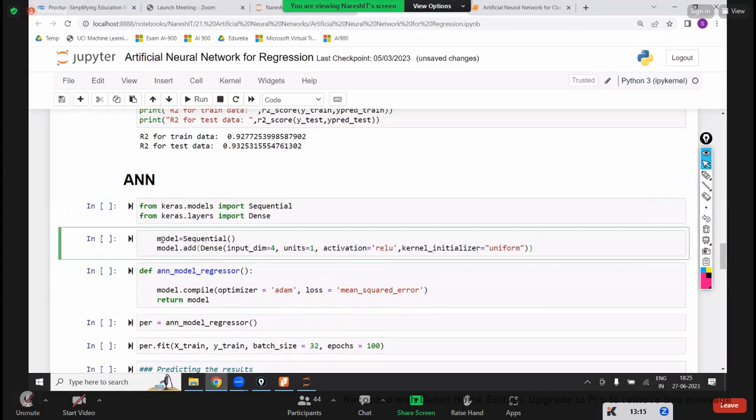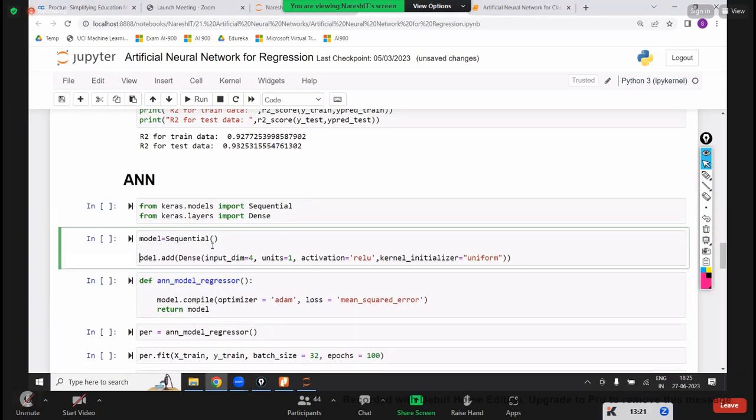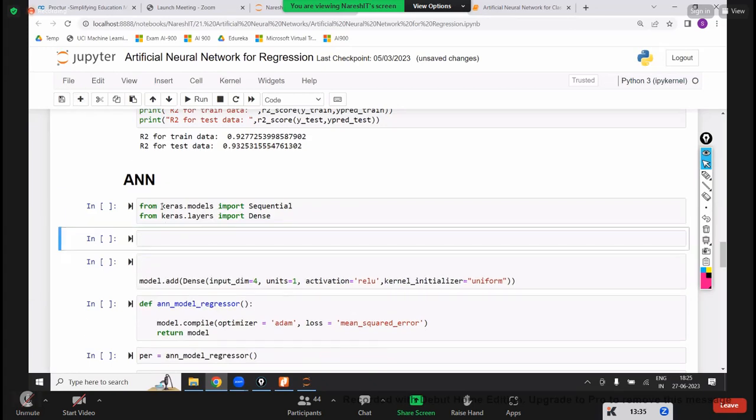Here, I'm going to take model. Model is equal to sequential. What is meant by sequential means whatever the order I'm going to write, that is the order which you have to consider. That is the meaning of that. So model is equal to sequential, and model dot sequential is the first step. Sequential means whatever the order I'm going to write, that is the order you have to consider.